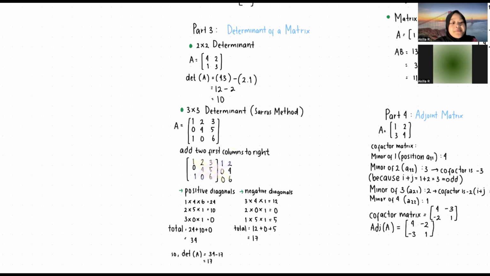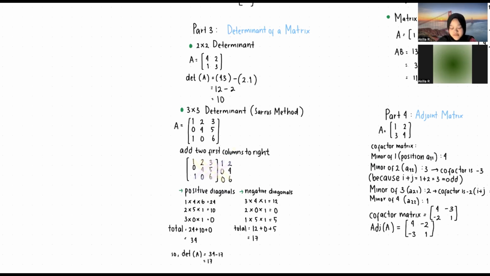So first, we multiply the diagonals from left to right. 1 times 4 times 6 is 24. 2 times 5 times 1 is 10. And 3 times 0 times 1 is 0. Now we subtract the diagonals from right to left. 3 times 4 times 1 is 12. 2 times 0 times 1 is 0. 1 times 5 times 1 is 5. The final determinant is 34 minus 17, which is 17.